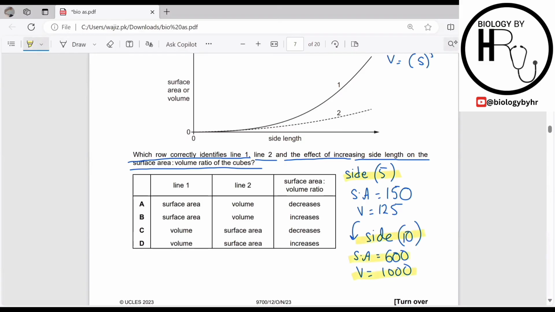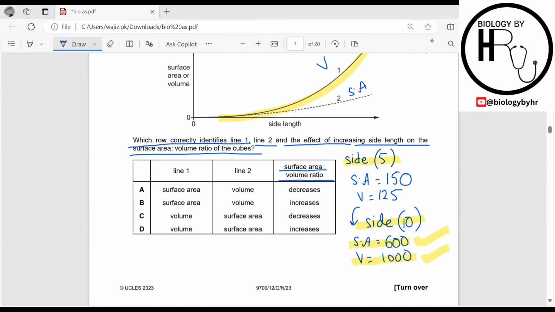So can we say that as we are increasing the side length, the surface area is becoming less than the volume? So this line, which is line 1, may be representing the volume. Can we say this? Why? Because as we are increasing the side length, we know that volume is increasing and surface area is comparatively decreasing. So we can say that line 1 is the volume and line 2 is the surface area.